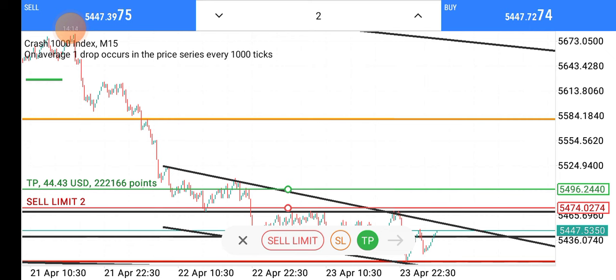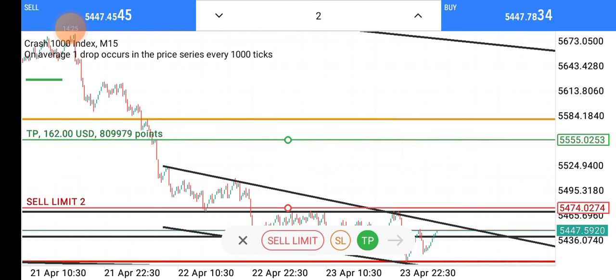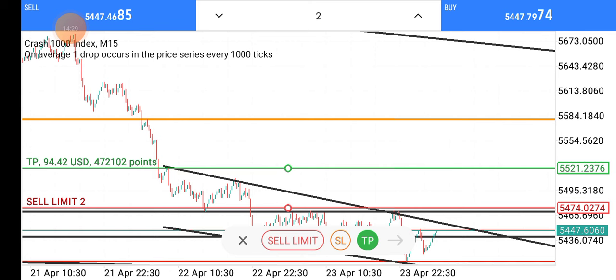If your first TP is around here, it should be around this point here. This is how much? About $55, guys. Your first TP, that's where I would want to put my first TP. Then the second TP will be around this point, which is about $94.